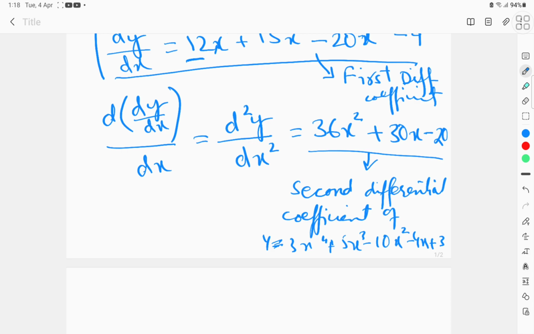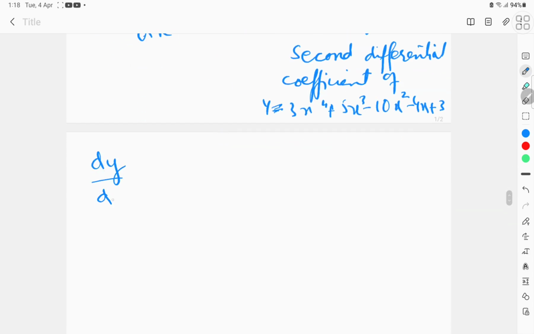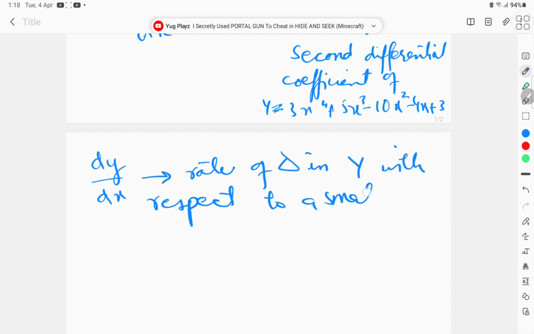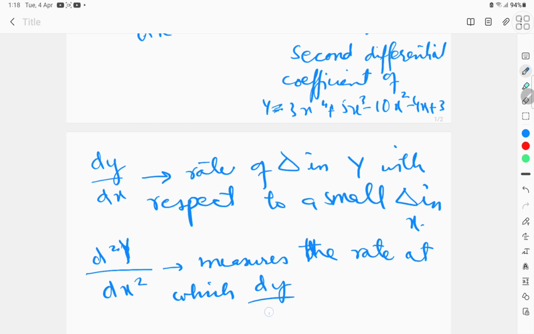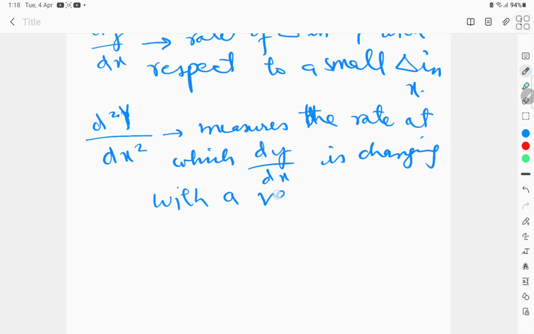More specifically, dy with respect to dx measures the rate of change in y with respect to a small change in x. Similarly, d square y, we will call it d2y, measures what? It measures the rate at which dy with respect to dx is changing with a very small change in x.